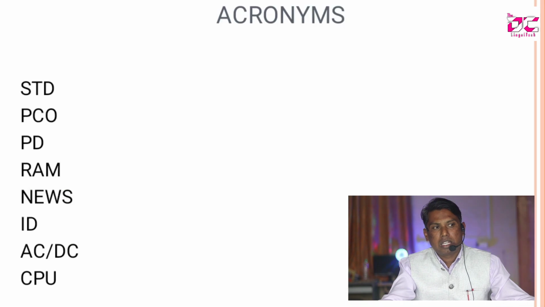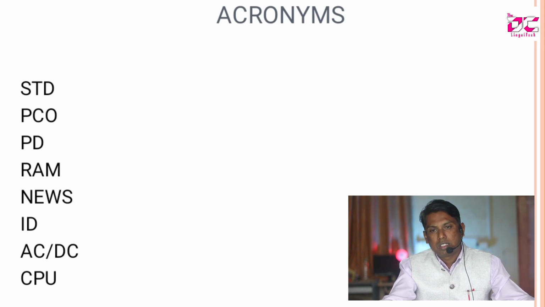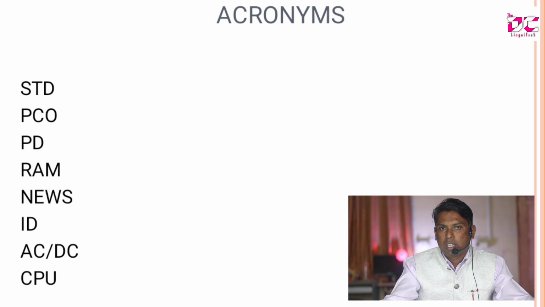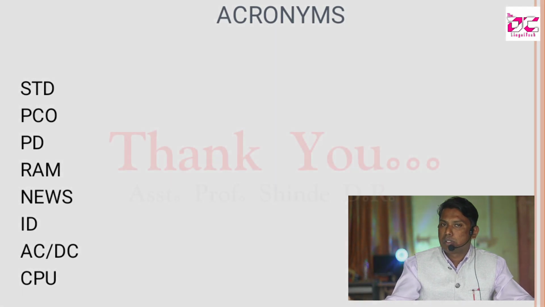Then we have acronyms. Acronyms like we have seen in the morphology: STD, PCO, PD, RAM, ID, AC, DC, CPU. All these words or the entire list of acronyms, prefixes, suffixes can be found in the dictionaries. If you know all these words, terms and concepts in entire detail, you are able to speak English.